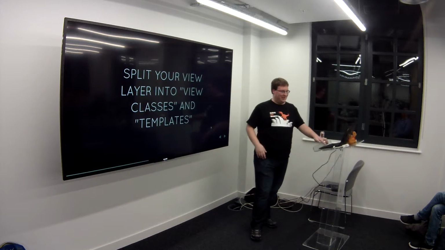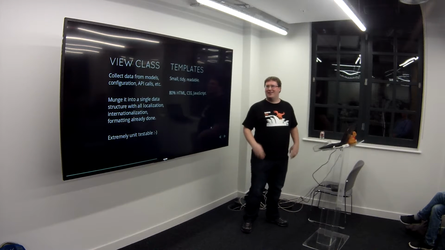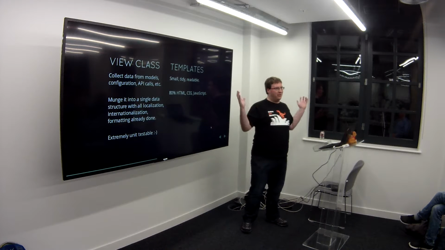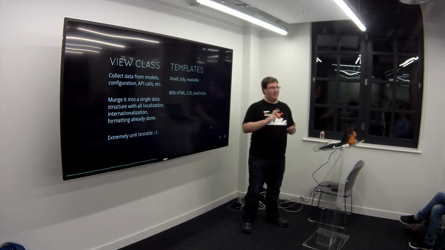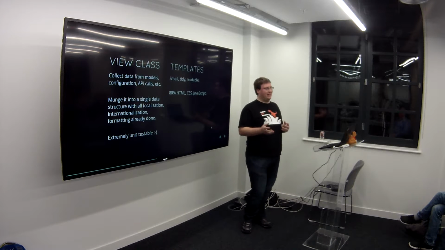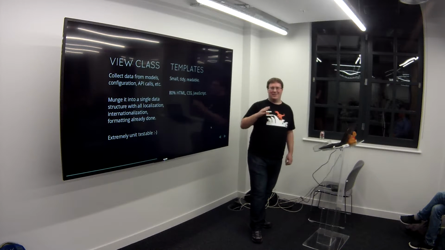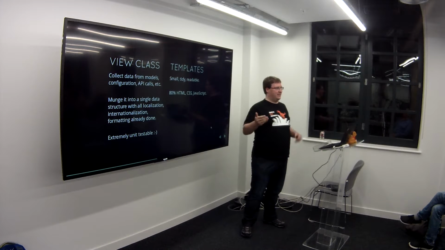You've probably got some logic outside of your templates as well, I hope. So in your view class, you collect all your data from your models, configuration, API calls, wherever all the data comes from, and you do all your localization, internationalization. You do all of your logic. Like I said, there are some things you have to do that are a little bit hacky. If you want to be able to loop 1 to 10, you've got to put an array 1 to 10 in your data structure, but the alternative is much, much messier. And because you've got this view class that's data in and data out, it's really unit testable.